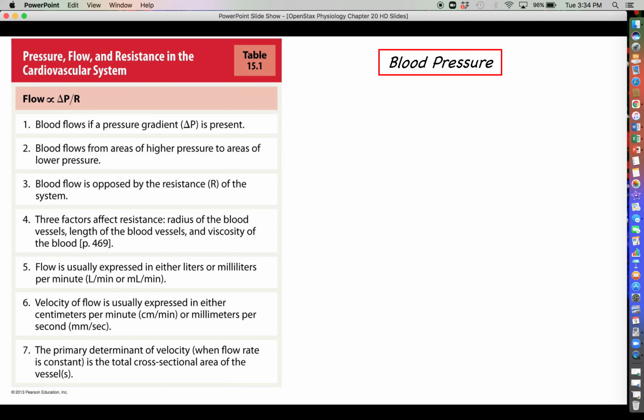The last 3 points you can see there are not terribly important for us, but you can see some information about the units of blood flow and blood velocity. The relationship between 6 and 7 is something that we're actually going to see in the next video in the sequence, so we won't worry about that just yet.